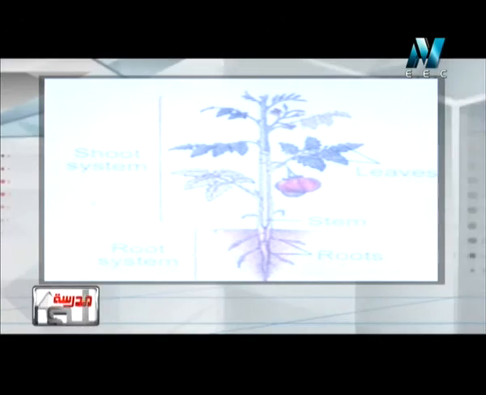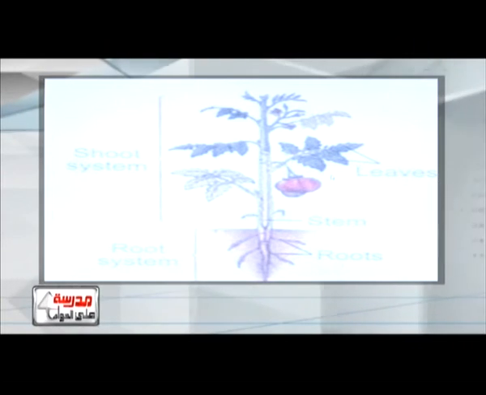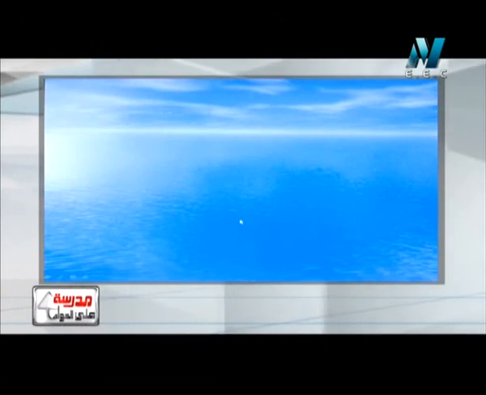That is the root system. It is under the soil. The shoot system is the part of the plant which is above the soil that contains leaves, fruits, stem, buds, and so on. But the root system, which we studied today, consists of the main root and the secondary roots, or the root hair. Look here.